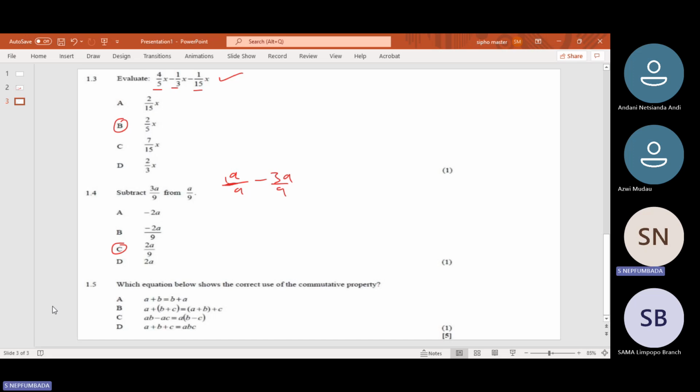Then we've got what? They say which equation below shows the correct use of the commutative property. Do you know the commutative? Do you still remember? The commutative property is that A plus B must be equal to B plus A. Are we fine? Can we proceed?